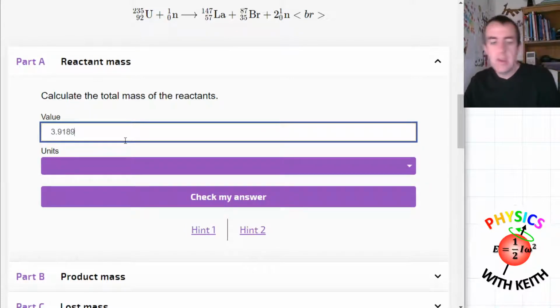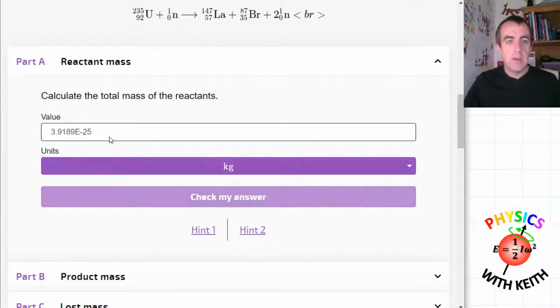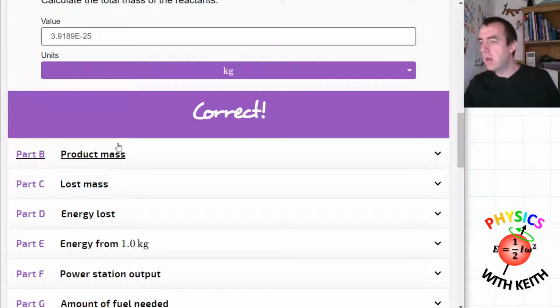Now I have to enter the power of 10, and I'm just going to be lazy and put E minus 25. Fingers crossed. Oh, units. Says the total mass. That's in kilograms. Check my answer. Correct. Oh, big relief.